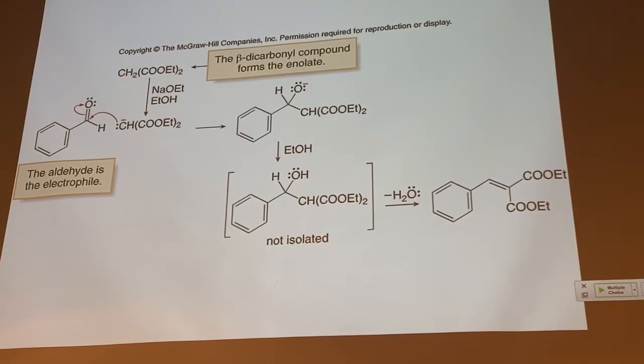Why is that? We learned about this in our last chapter. Aldehydes are more acidic than ketones, but this compound here actually is a diester. It's not even an aldehyde or a ketone. It's a diester, but its key feature is that it's got two carbonyls in a 1,3 relationship to each other. And that makes it much more acidic than a normal aldehyde or ketone.